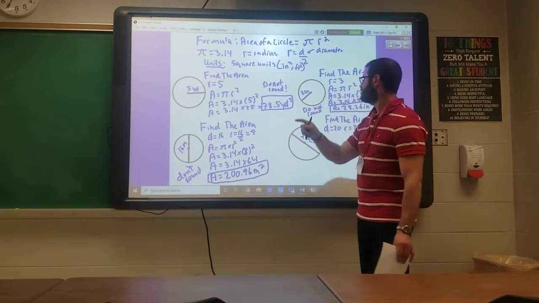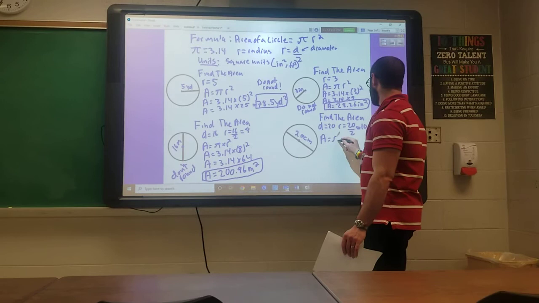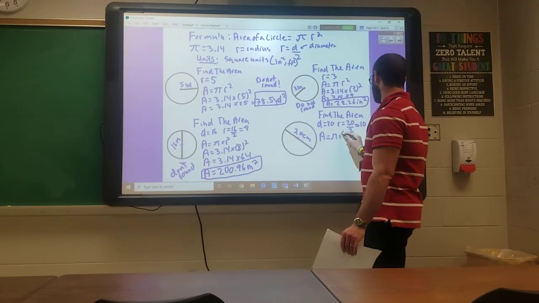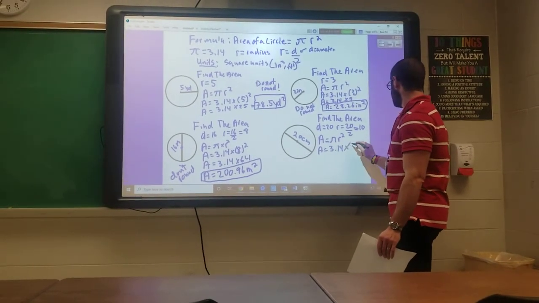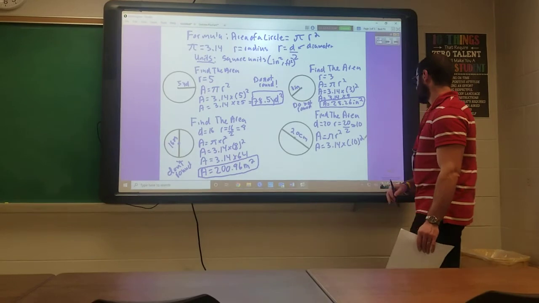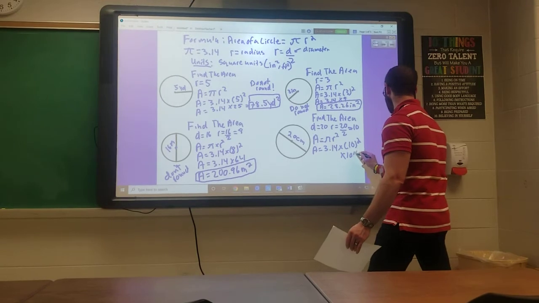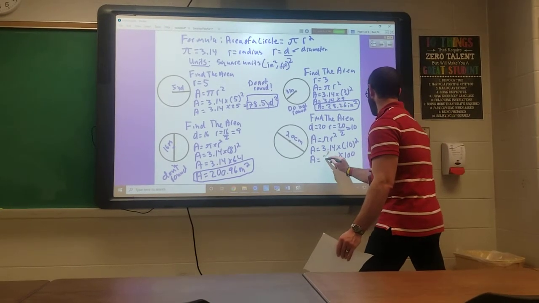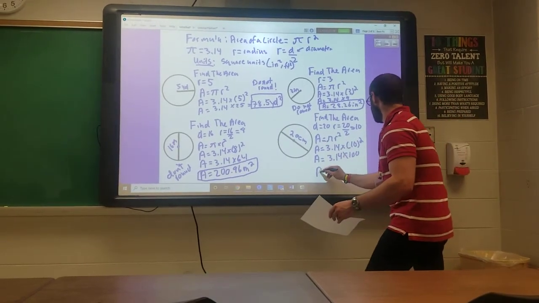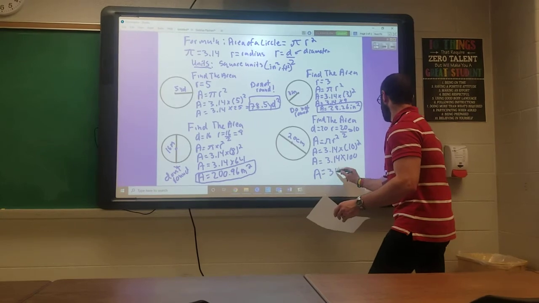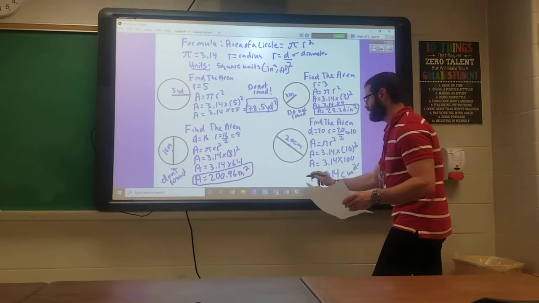We're going to use the 10 and plug into pi r squared. Okay? So area equals pi times radius squared. Area is equal to 3.14 times 10 squared. Okay, what's 10 squared? 10 times 10 is 100. So times 100. So area equals 3.14 times 100, and then we end up with 314. Okay. So we get a whole number there, 314 centimeters squared. Again, because that's an area.